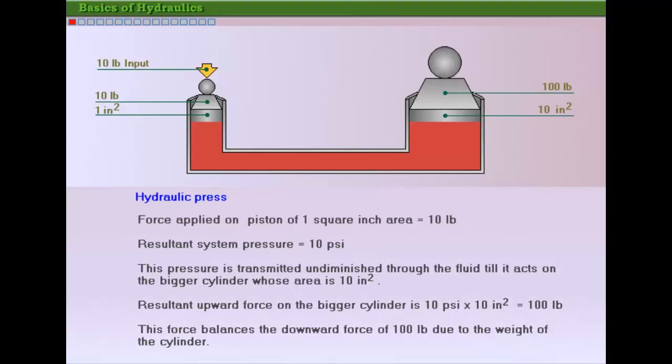This pressure is transmitted undiminished through the fluid and acts on the bigger cylinder whose area is 10 square inches. The resultant upward force on the bigger cylinder is 100 pounds. As you can see, we have balanced the load of 100 pounds with only 10 pounds of input force.